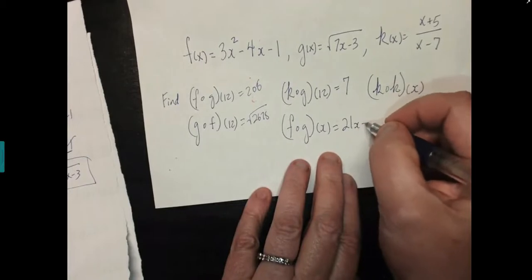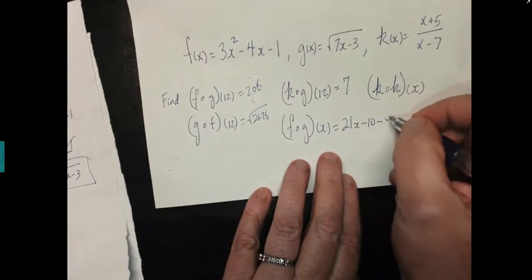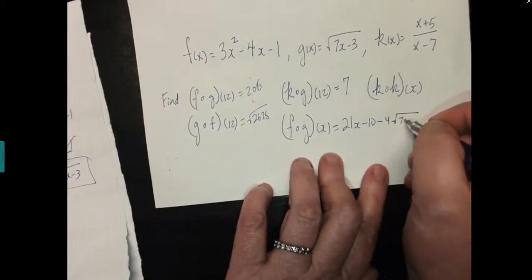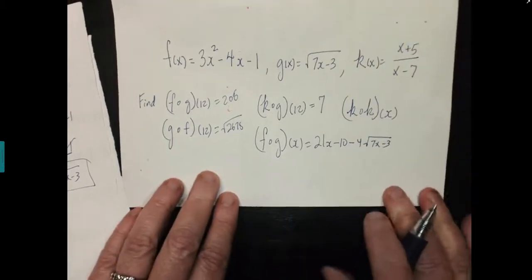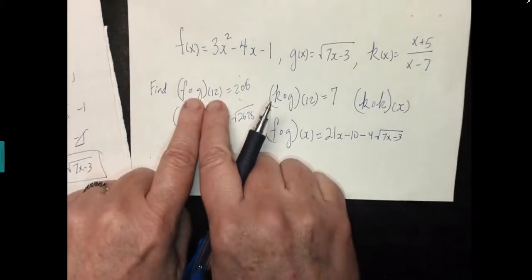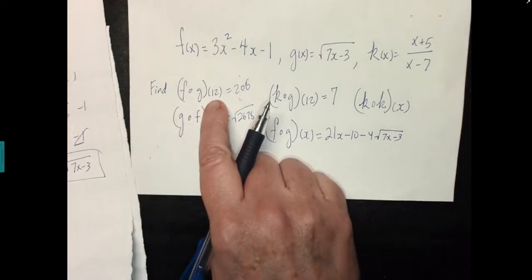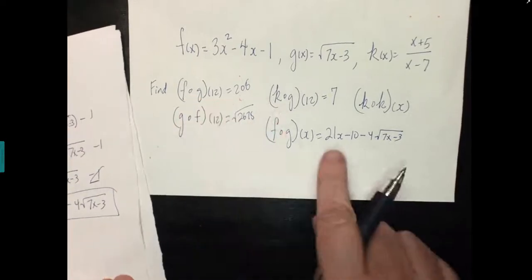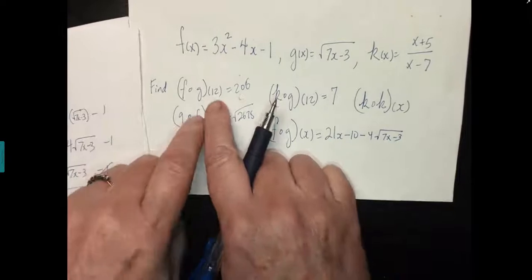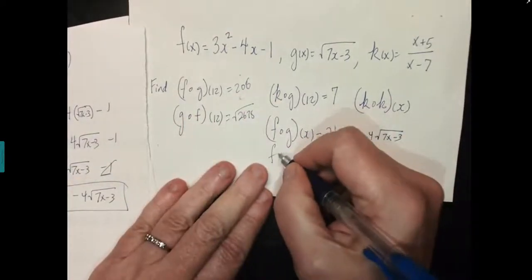So I get a function. I don't get a number. Now, quick way to check if I did this correctly is we found f composed with g evaluated at 12 the direct way. Also, if this formula is correct, I can plug 12 into it and I should get the same answer.